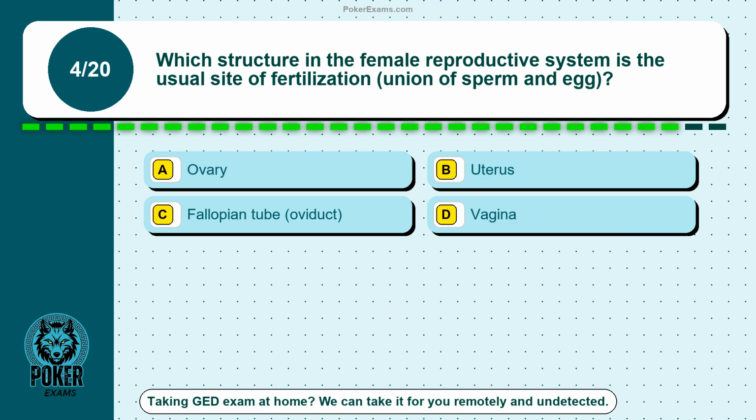Question 4. Which structure in the female reproductive system is the usual site of fertilization, union of sperm and egg? Option A, ovary. Option B, uterus. Option C, fallopian tube, oviduct. Option D, vagina.